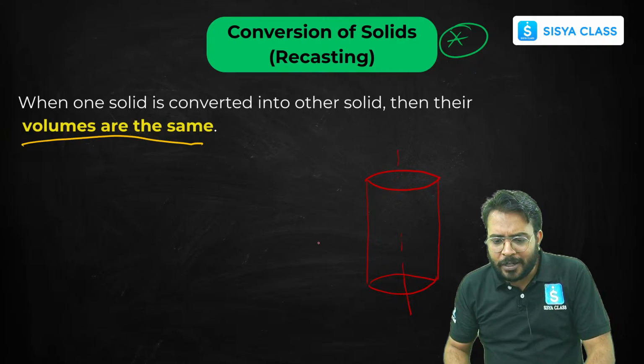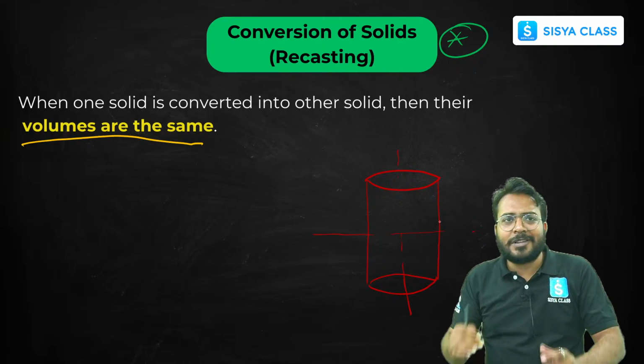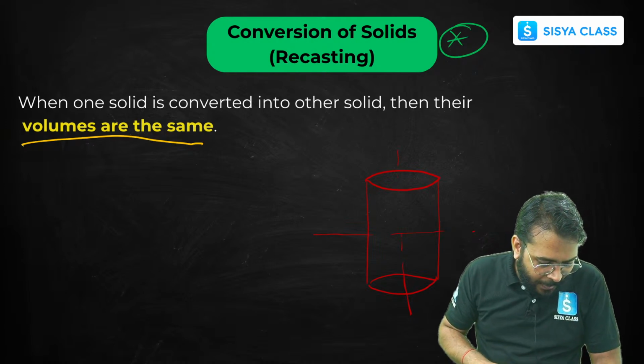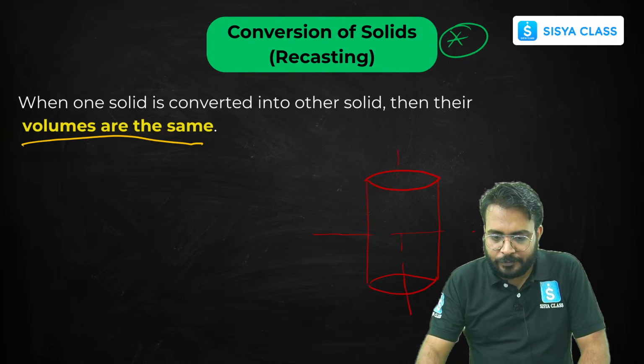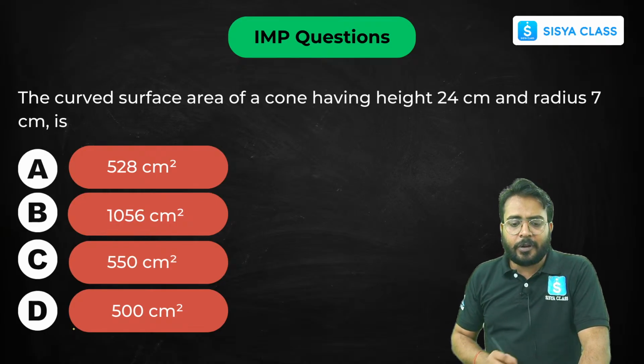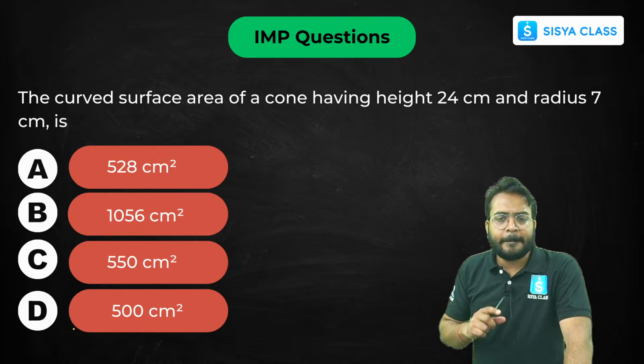If I am going to cut it horizontally, beta, that time the cross section is going to be rectangular in shape as well. Okay, fine. Now let us see some questions.